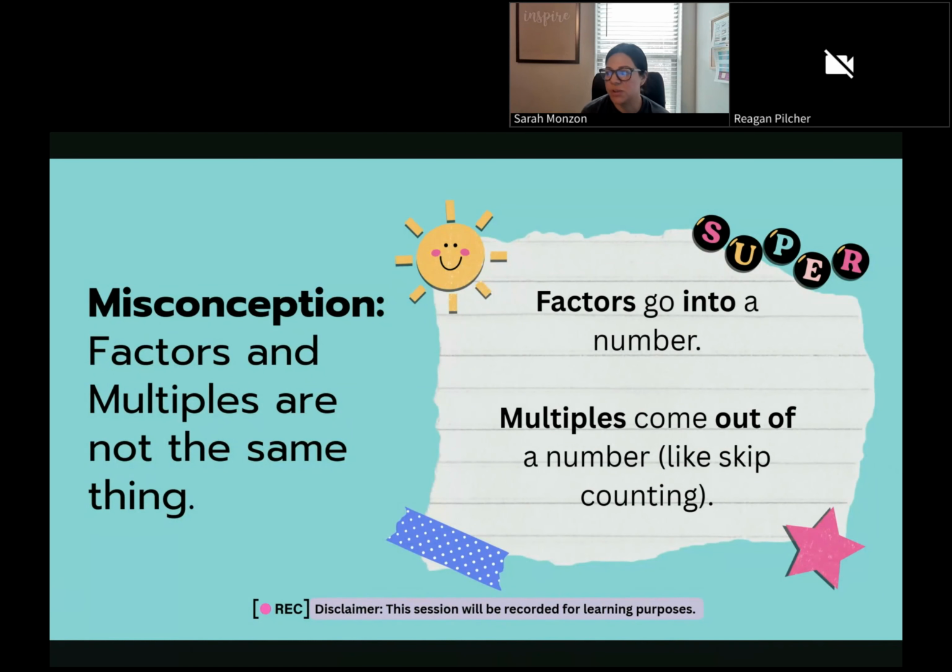So Ms. Pilcher kept saying, like, skip counting. So if we're thinking about the multiples of 6, it's 6, 12, 18, 24, and so on.